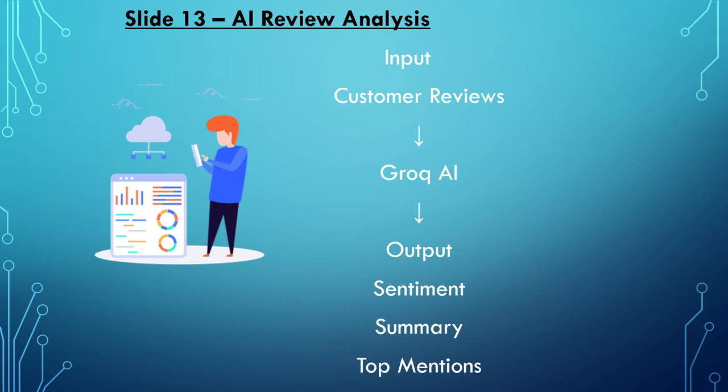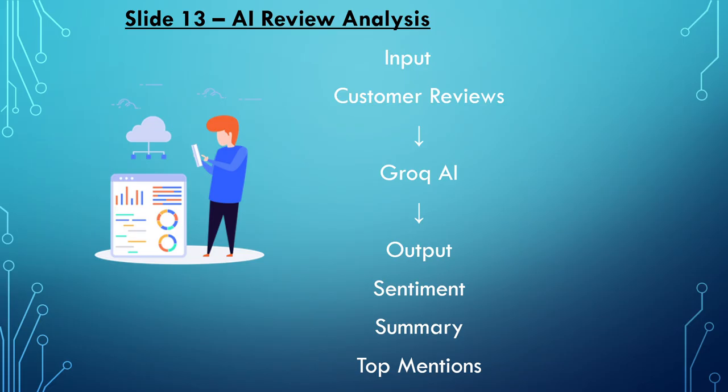Now, the AI analyzes the reviews and returns three outputs. First is the overall sentiment, such as positive, negative, or mixed. Second is the summarized version of all the reviews in bullet points. The third is the list of dishes or the topics most frequently mentioned by the customers. These AI generated results are stored back in the MongoDB and displayed in the application.